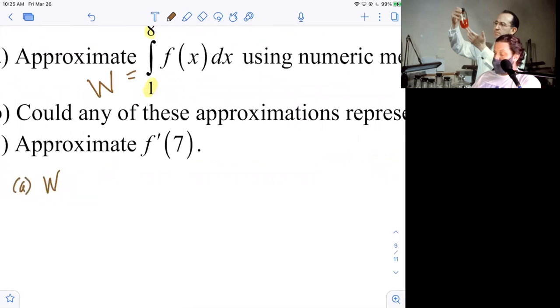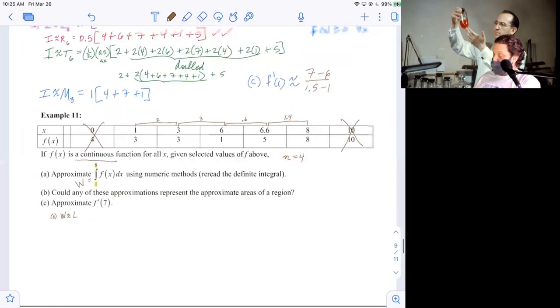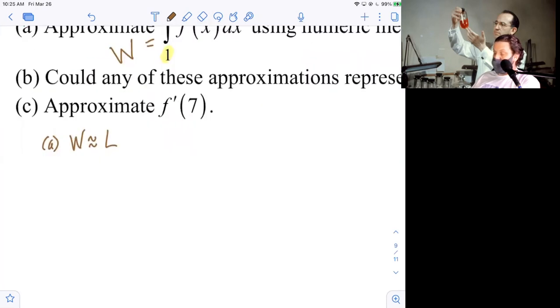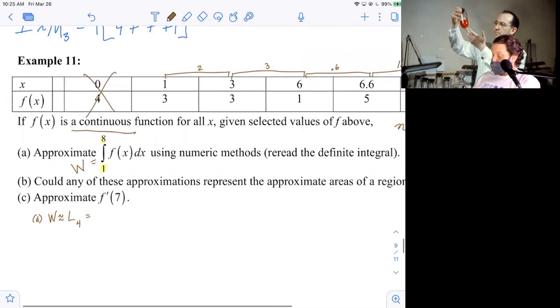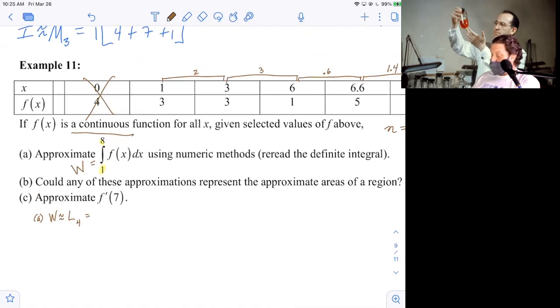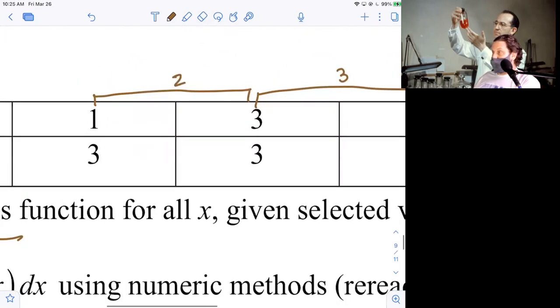W, the integral, is now approximated by, let's do L again. L sub 4, since we got 4 subintervals, which equals, all right? Now here we go. It's going to be the width 2 times which 3 are we going to use for left endpoints for the height? The 3 on the left or the 3 on the right?